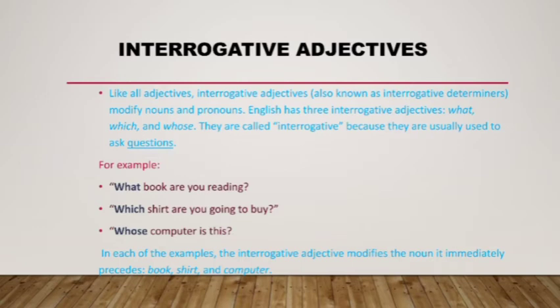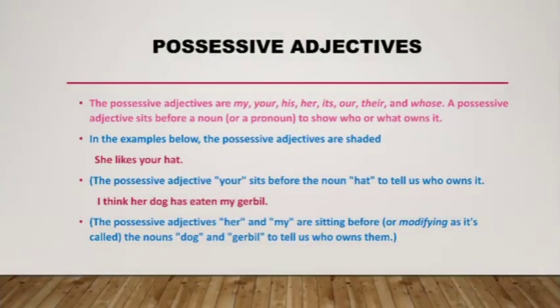Now students, have a look at some of the examples given here. What book are you reading? So here, what is followed by the noun book. Which shirt are you going to buy? Which here is followed by the noun shirt. Whose computer is this? The interrogative word whose is followed by the word computer. So what does it show? It shows that when an interrogative word is followed by a noun, they are called interrogative adjectives.